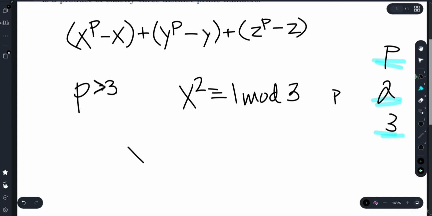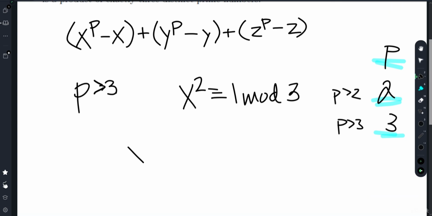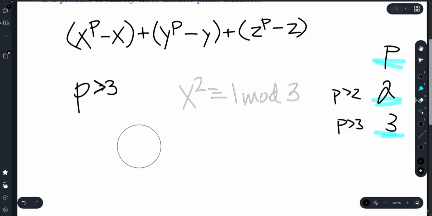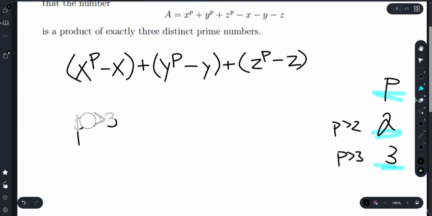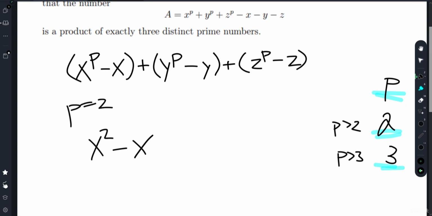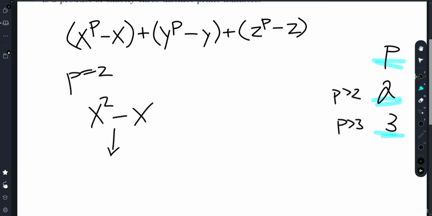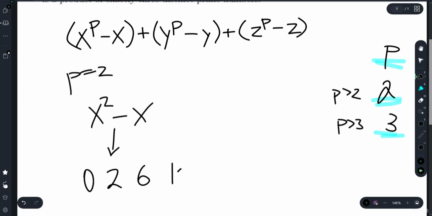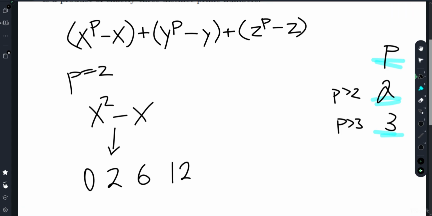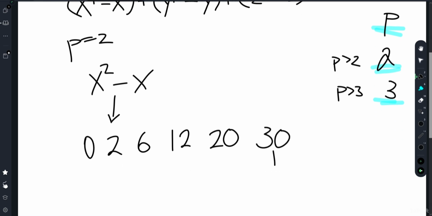But this is assuming that p is greater than 2 and p is greater than 3. So now let's see if p equals 2 and p equals 3 work. If p equals 2, then we have the values x squared minus x. What values can this expression take on? This can take on 0. 2 squared minus 2 is 2. 3 squared minus 3 is 6. 4 squared minus 4 is 12. 25 minus 5 is 20, and 36 minus 6 is 30. And so we know that 30 is the first one.